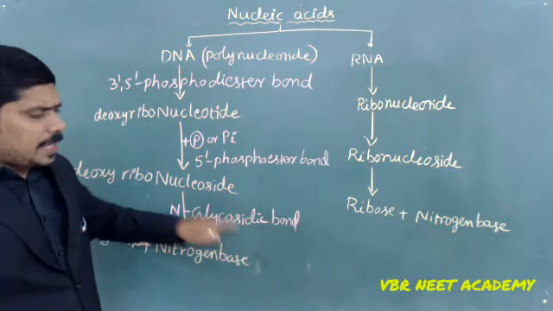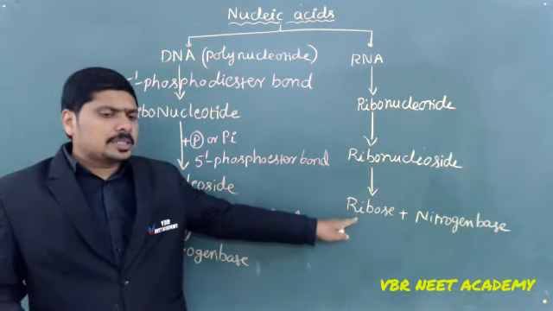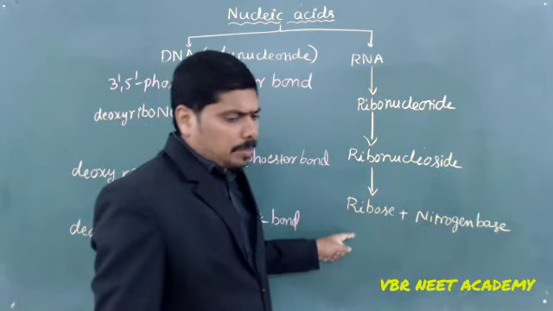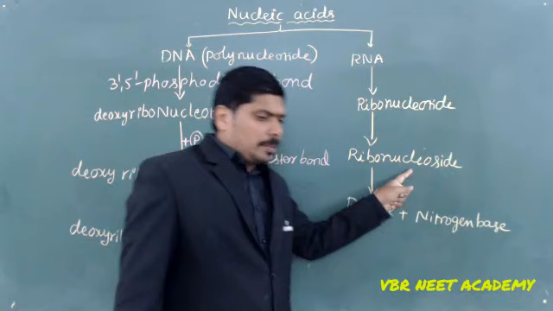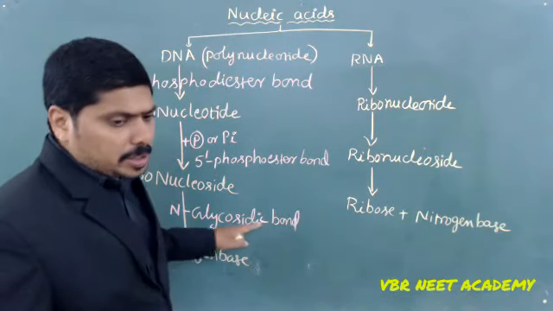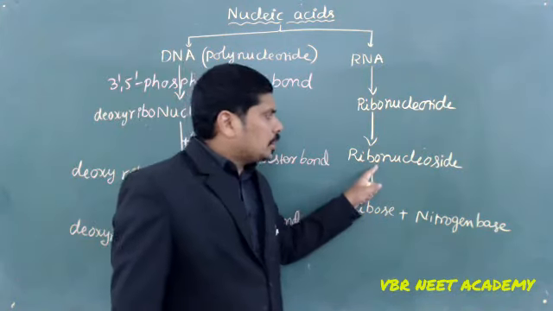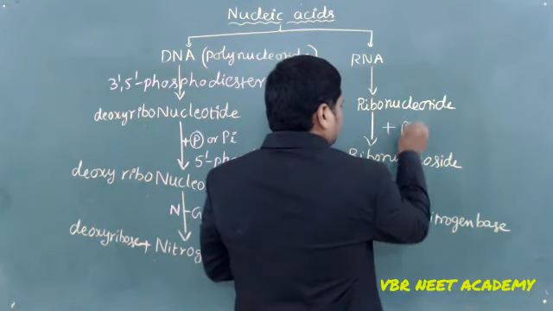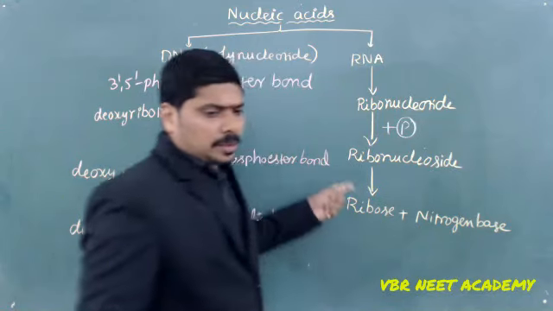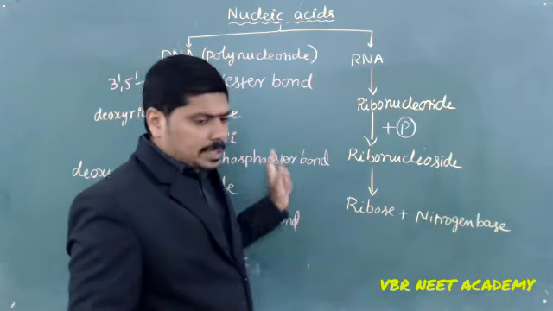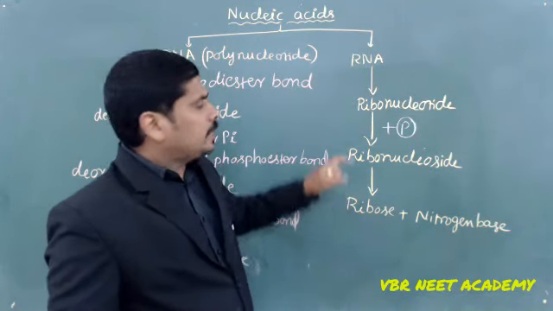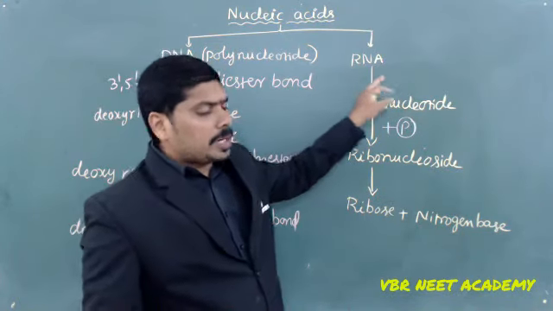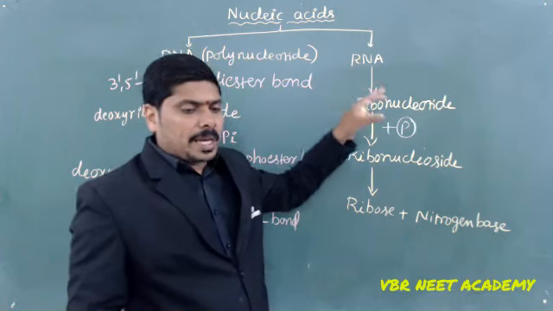Bonds are the same, but the wording is different. Ribose plus nitrogen base is going to form ribonucleoside by the bond called N-glycosidic bond, and then ribonucleoside is going to be combined with your phosphate by the bond called 5' phosphoester bond to form ribonucleotide. These are going to get polymerized to give RNA. Again here the bond is 3' 5' phosphodiester bond.